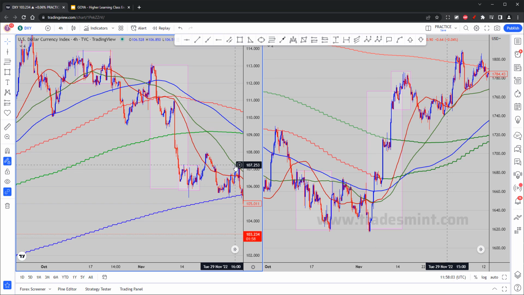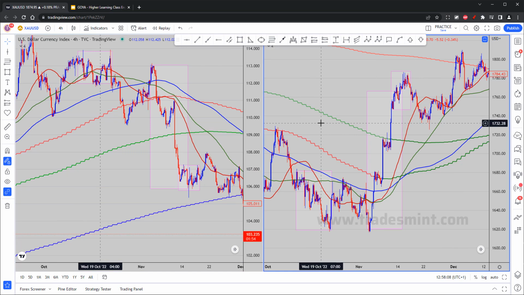Okay, we're going to do a few more examples when we get to the other parts of the course, but this was just to give a general example on how to spot when we have a correlation that is natural and when we have a correlation that is artificial, and how to find the true market intentions.